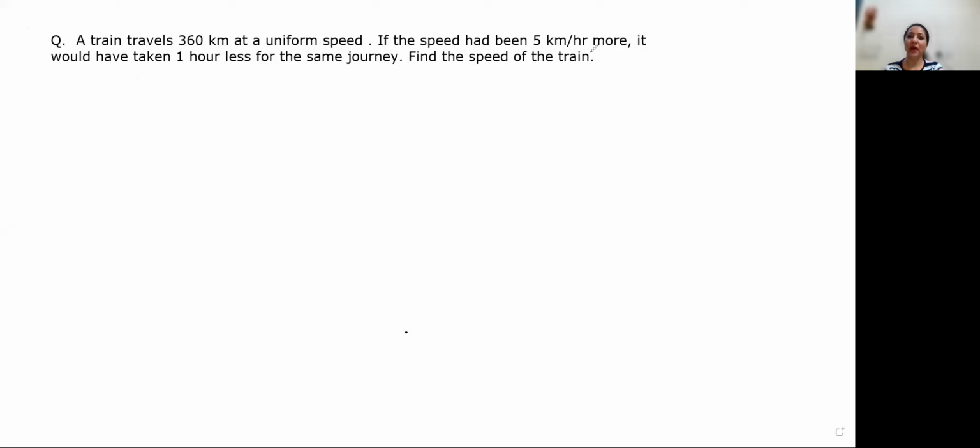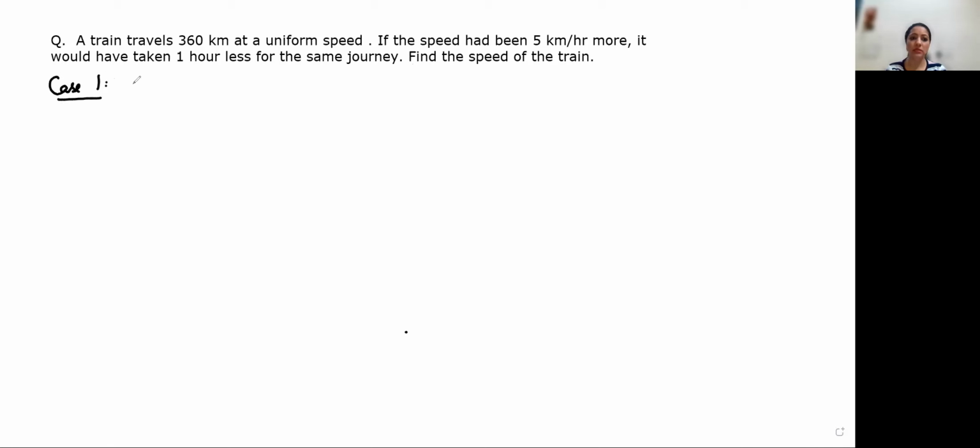If the speed had been 5 km per hour more, that means whatever the original speed was, if we increase the speed by 5 km per hour, it would have taken 1 hour less for the same journey. So here there are two cases. In the first case, we are taking the original speed of the train. So I'm going to talk about case 1.